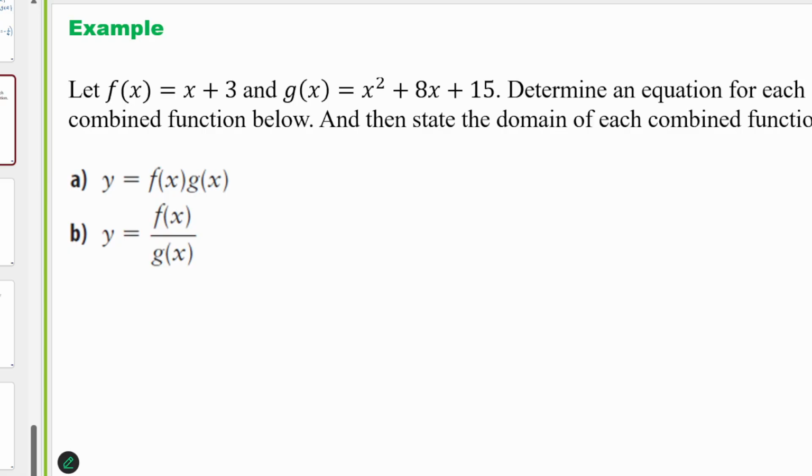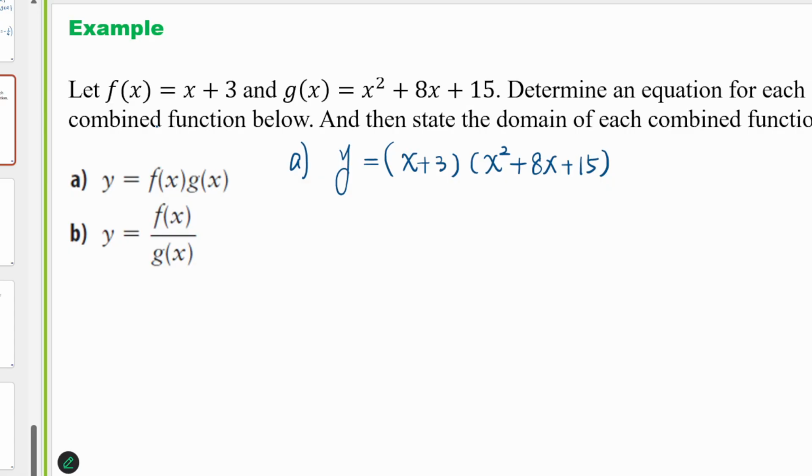Okay, I think I'm done. All right. So first one. Again, we can just substitute the expression of f(x) and g(x) there, right? So y equals x plus 3 times g(x). g(x) is x squared plus 8x plus 15. So we can expand it, or actually you can just leave it there. Doesn't matter if it's in an expanded form or factored form, right? Because the question does not ask you to expand it, so we can just leave it there.